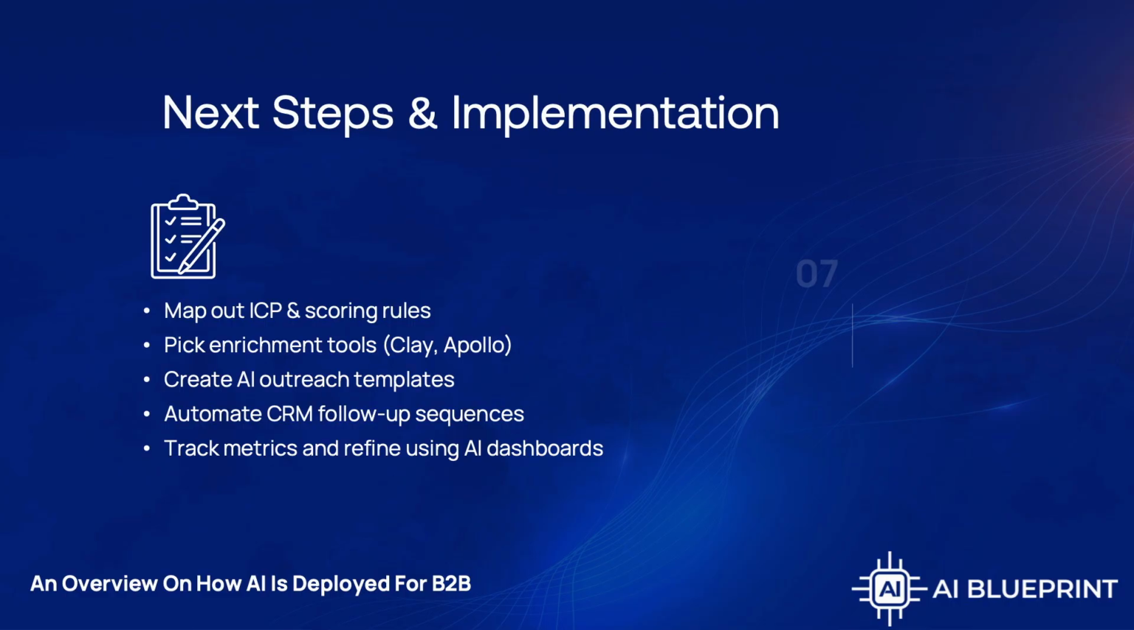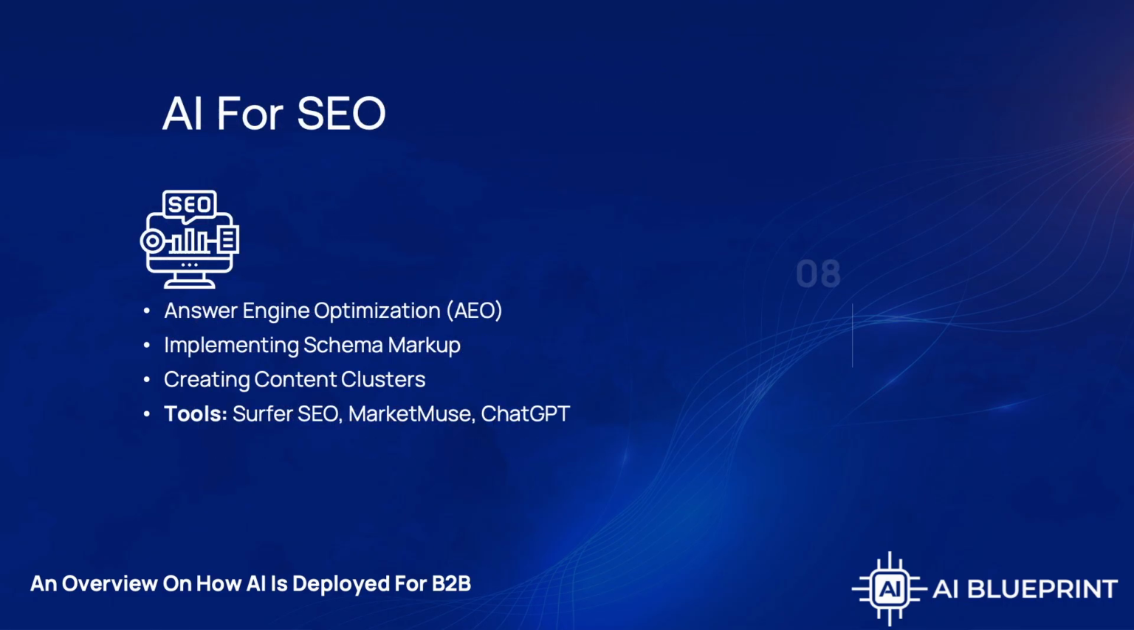So the next steps of implementation, what we want to do is map out our ideal client profile and scoring rules. We'll then pick the enrichment tools. We could go for Clay or Apollo. We create AI outreach templates, and this is basically what we're going to say. So we would create an email template or a LinkedIn template because we're going to take the leads, score them, and then put them into the templates, and the templates will automate the follow-up. We then track metrics and refine using AI dashboards.